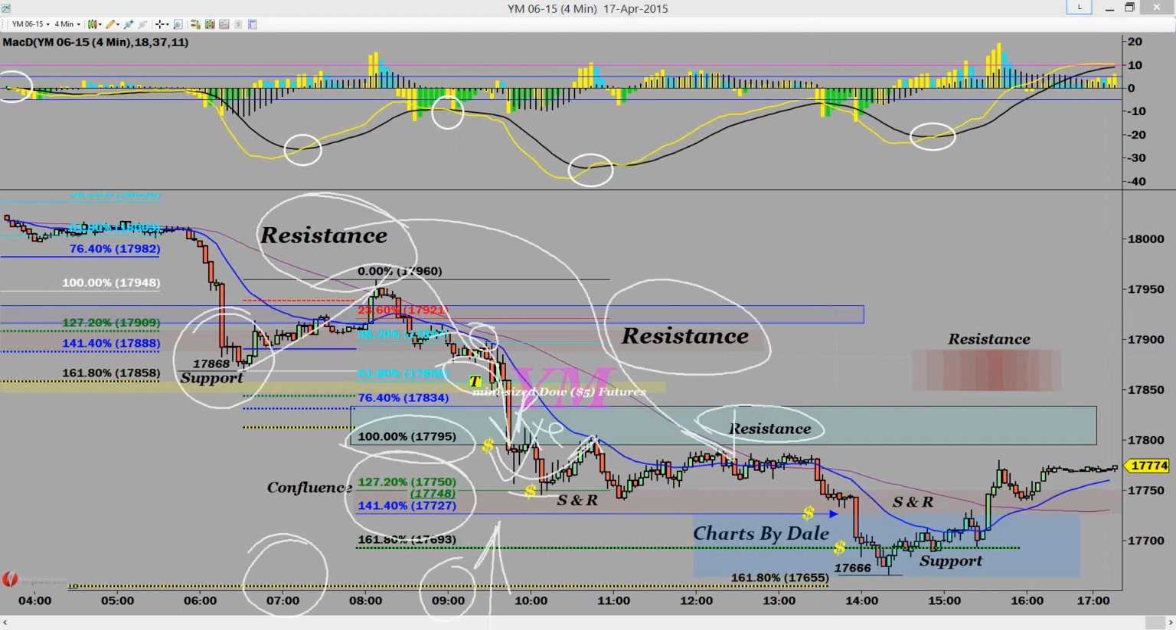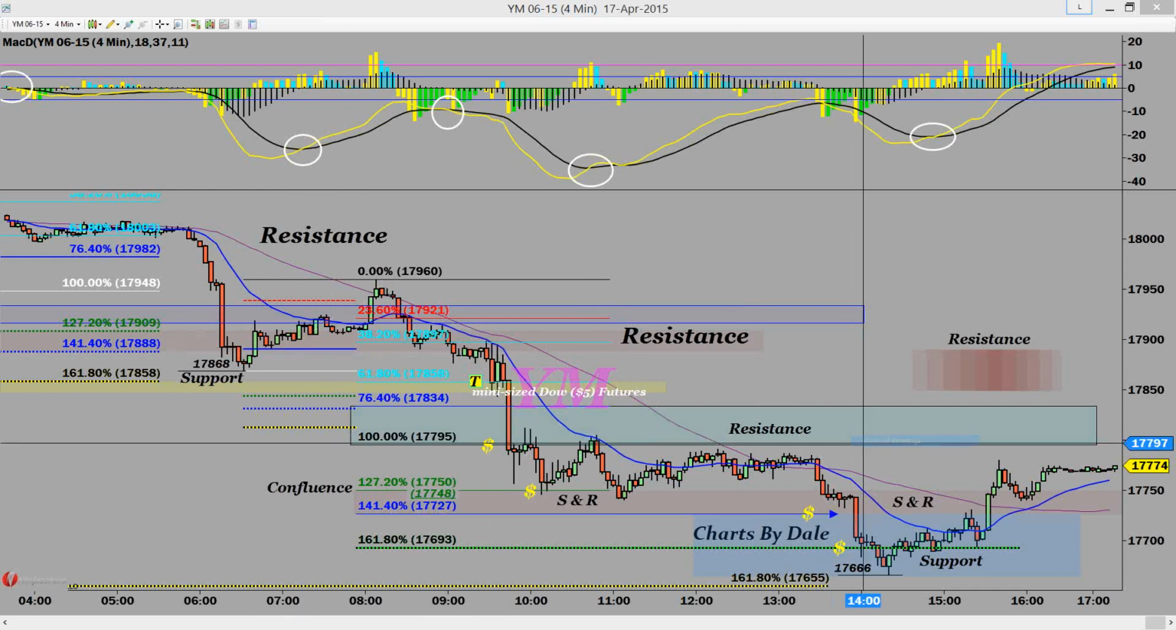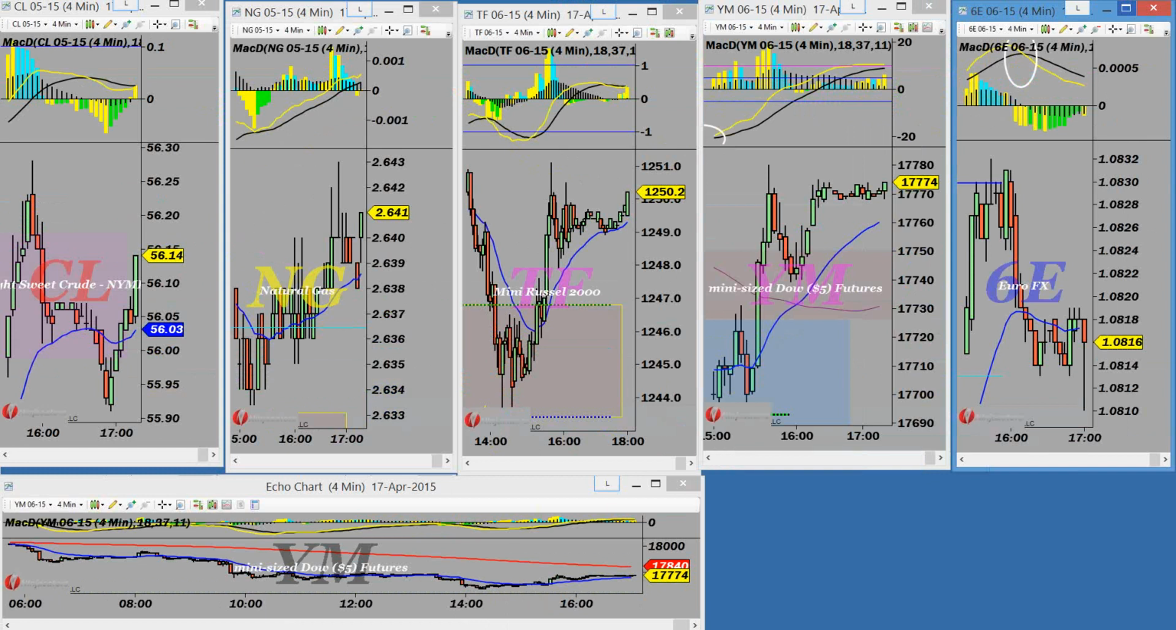Okay. From resistance, it does follow through to 17,727, and we're looking for 17,693 and 55. 55 does not get filled way down in here, but 17,693 does. Ready for the next one? That's your YM. All right, so here we go on 6E.